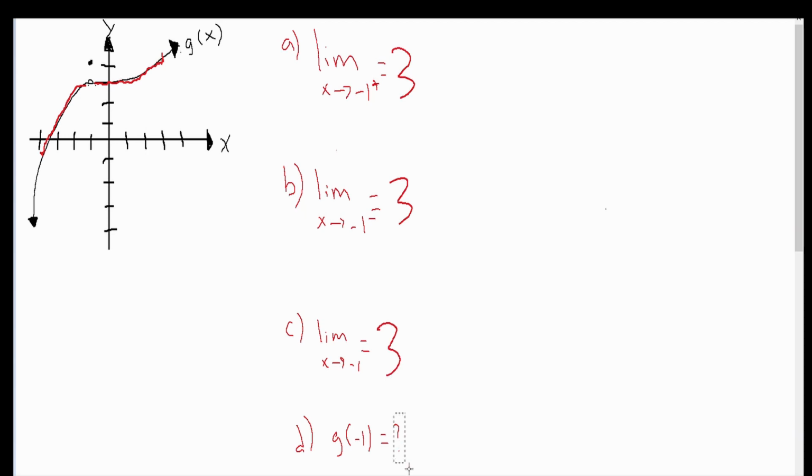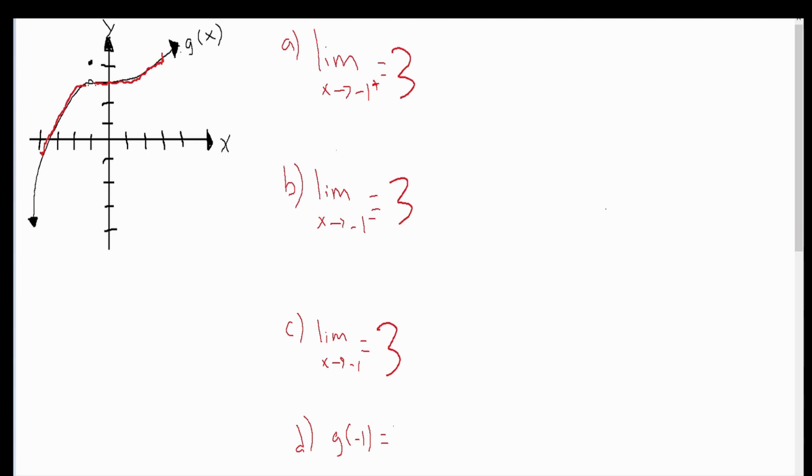Now part D is asking us to find the real value at x is equal to -1. So what is the value of y at x is equal to -1? And that pretty much is where we have a closed circle.